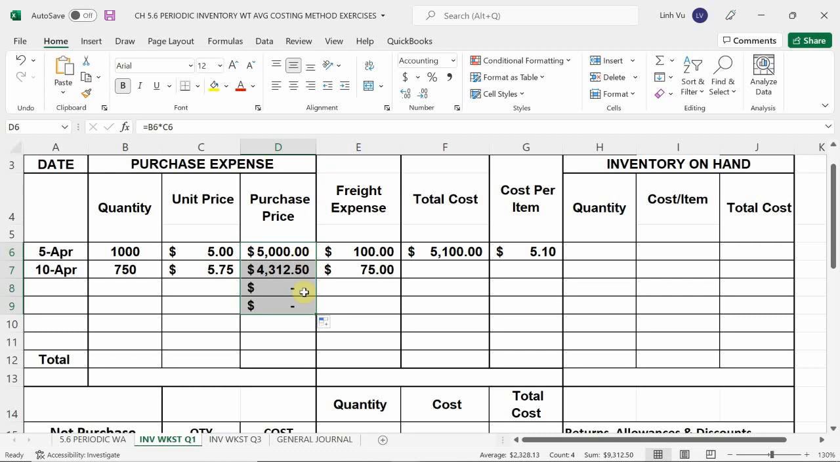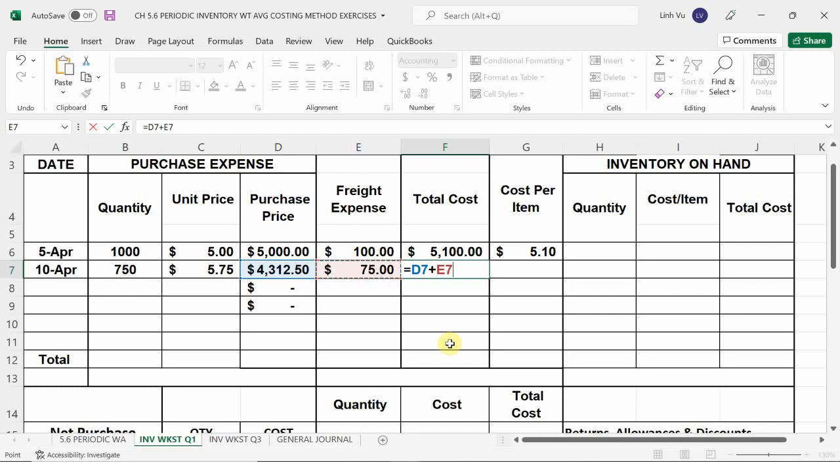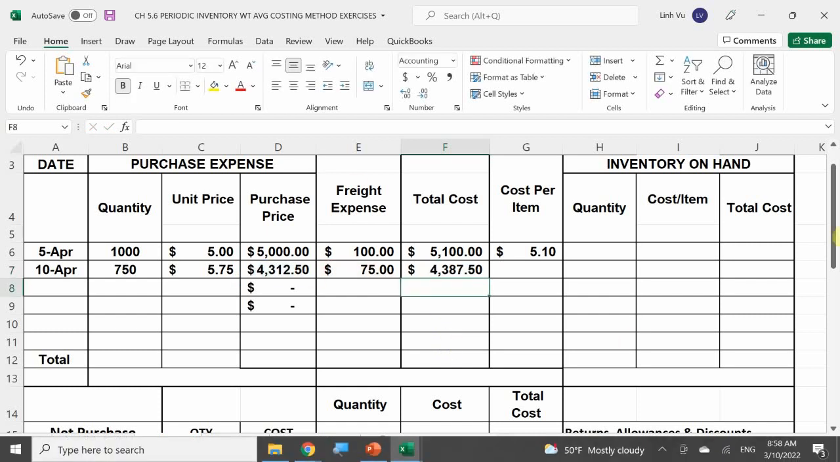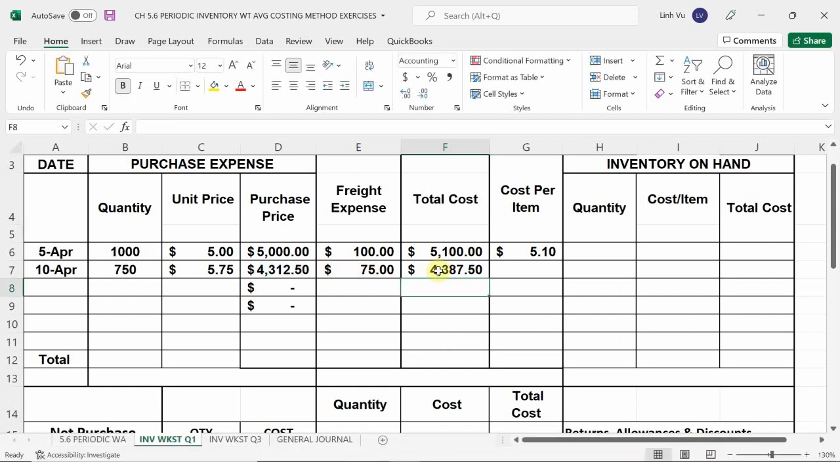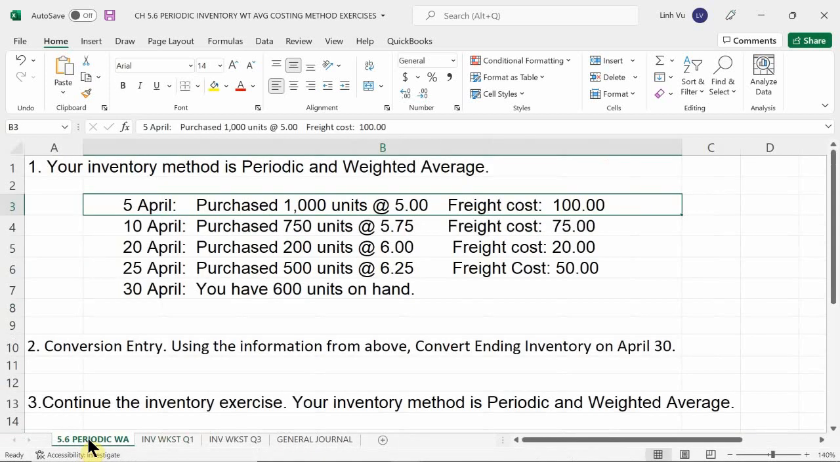4,312. So in this case, I'm going to drag my formula down so that when I add my numbers in, it's going to compute for me. What is my total cost? 4,387. And I'm going to drag this formula all the way down. Okay. Do I need to solve for my cost per item? No. Okay. So then we have April 20th.